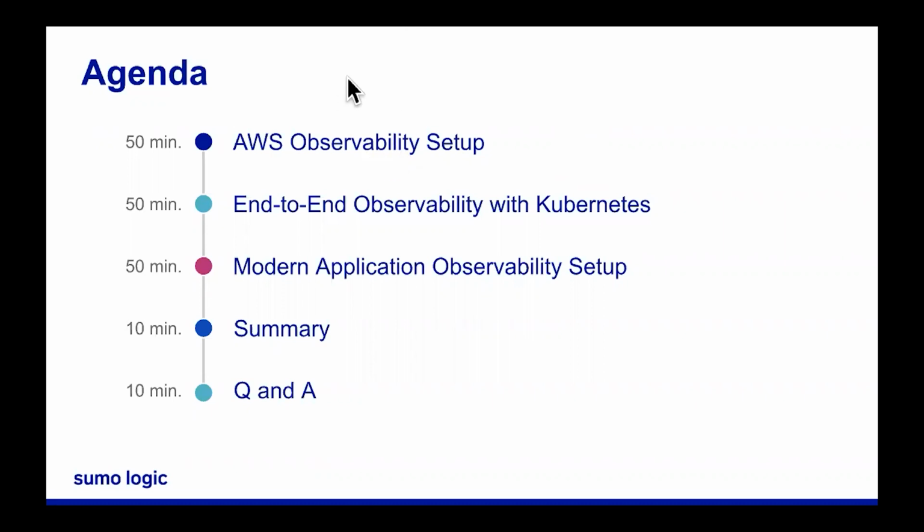Great. Okay, super. That being said, we're going to focus on these 3 things. We're going to do an AWS Observability Setup. If you've seen our AWS fundamentals class, you know that we've got dashboards and collectors and all this stuff that lets you see inside your AWS environment.